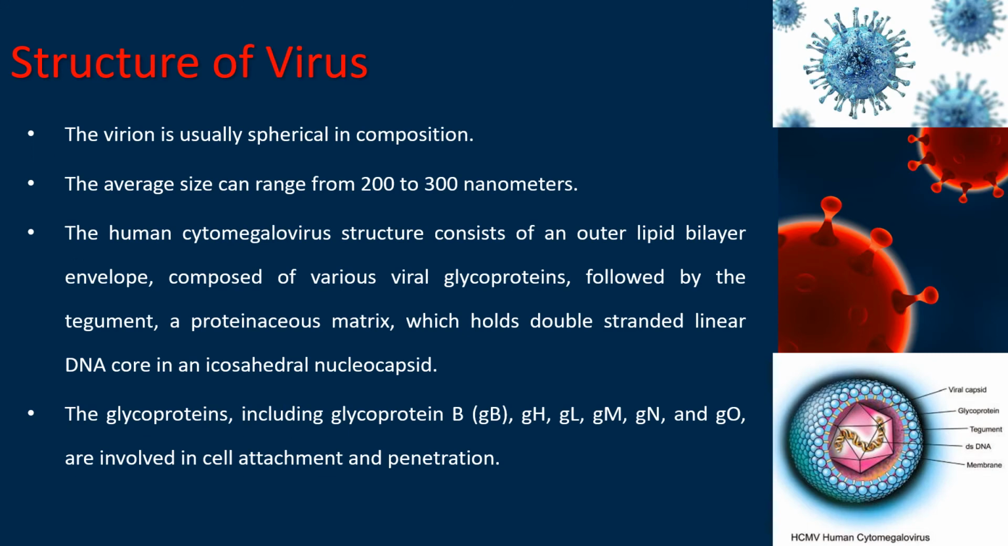Structure of the virus. This virus is usually spherical in shape and the size ranges from 200 to 300 nanometers, and it is an icosahedral virus. The genetic material is a linear double-stranded DNA molecule, so it comes under DNA viruses. This double-stranded linear DNA is enclosed in a protein coat called the capsid, and this capsid is made up of monomeric units called capsomeres. Based on the number of capsomeres and the number of capsids, the size of the virus will vary.